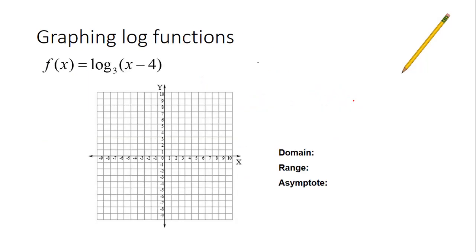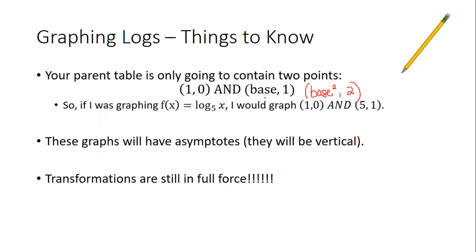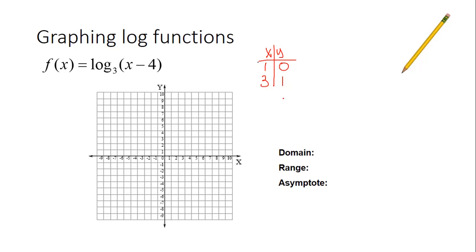So let's take a look at a graph. I got f of x equals log base 3 of x minus 4. So same thing I'm going to do. I'm going to write out myself a table here. And I'm going to use 2 points. So I said 1 comma 0 and the base comma 1, right? Yeah, 1 comma 0, base comma 1. So I got my parent table here.